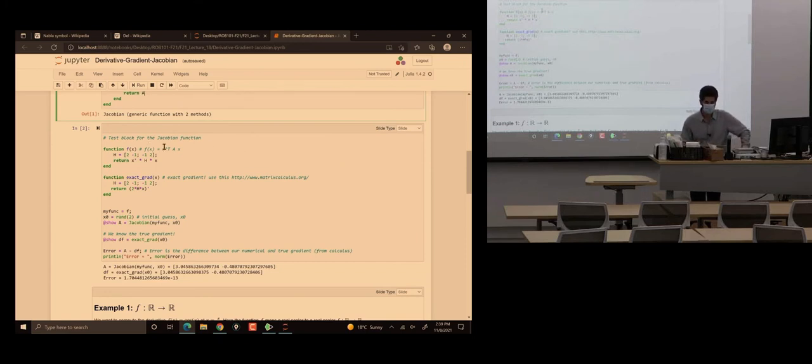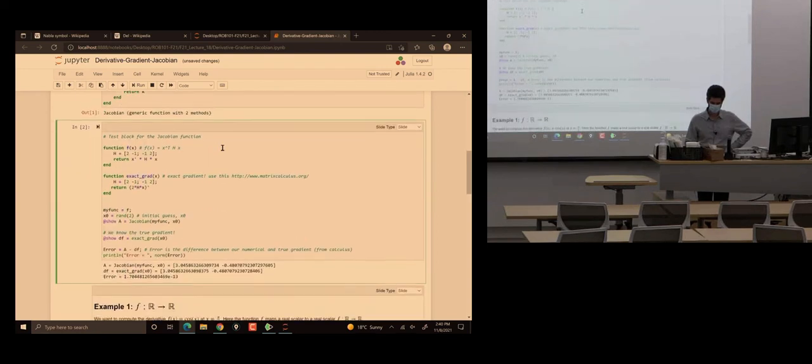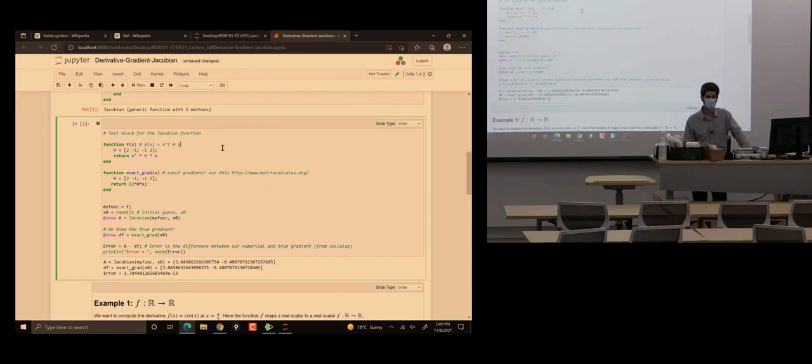My test code is a quadratic function, x transpose times a matrix times x. So actually it should be h. I changed the notation. So it takes a vector and gives me what? It's the quadratic function. It gives me a single output, right? X is 2 by 1. X transpose is 1 by 2 times a 2 by 2 matrix times 2 by 1. So F is a mapping from R2 to R.